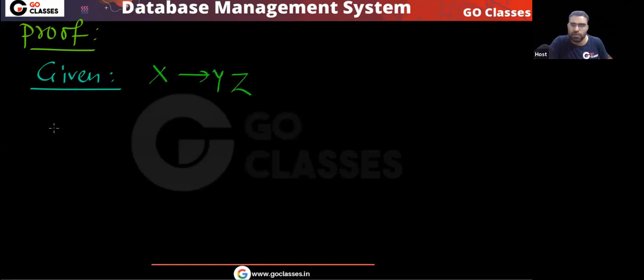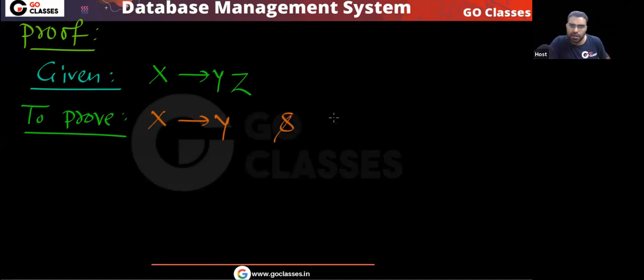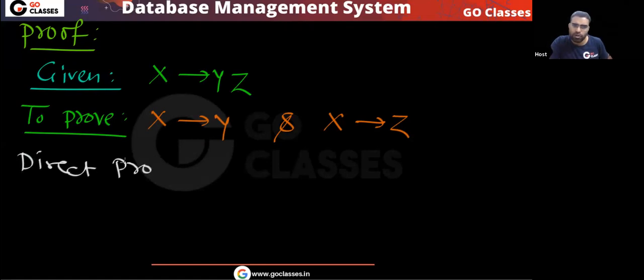This is given to you. And what do you need to prove? You need to prove that X determines Y and X determines Z. This is what you need to prove. Yes or no? Now tell me what you will do. Now you can apply the direct proof. If you want to apply the direct proof, then what will you do? For example, if you want to prove this, X determines Y, then how to do that?